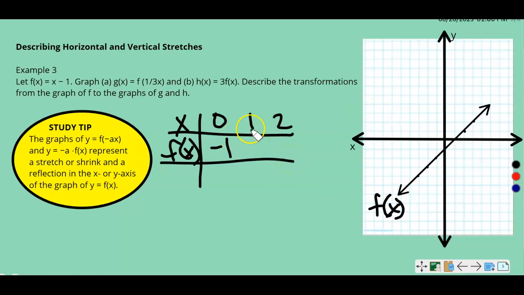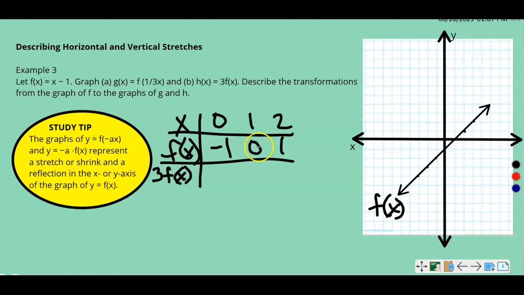All right, so again, 1 minus 1 is 0 here. And then 2 minus 1 is 1. All right, so that gives our x and f of x. So again, that's just points on the f of x line. So we want to find h of x, which says take 3 and multiply it by our y value, so times f of x. So we're going to do 3 times f of x.